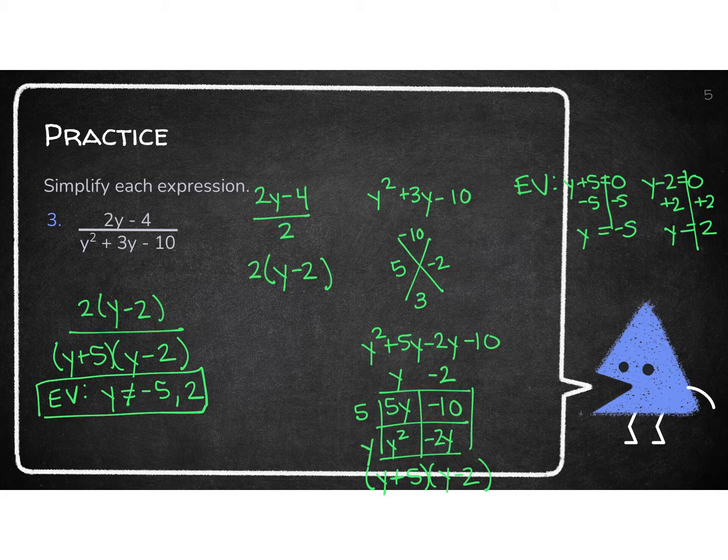So now I need to simplify. If the parentheses are the same on top as they are on bottom, I can go ahead and I can cross them off. So I have a y minus 2 on top and a y minus 2 on the bottom, so I can cross that off. And I would be left with 2 on top and y plus 5 on the bottom.